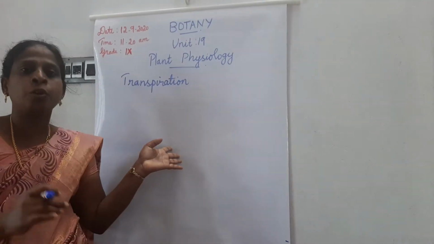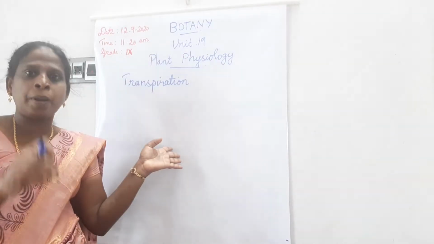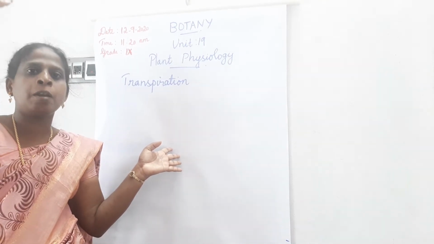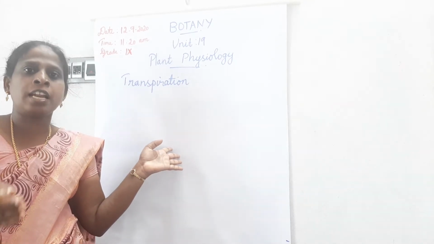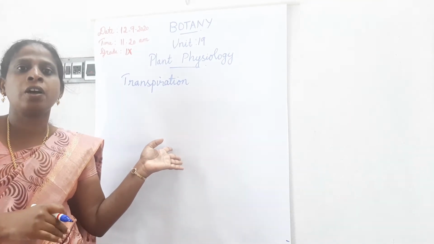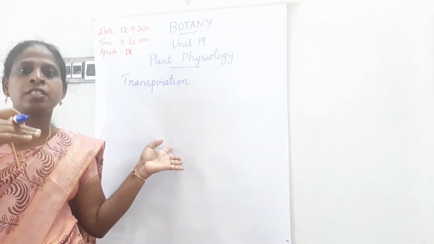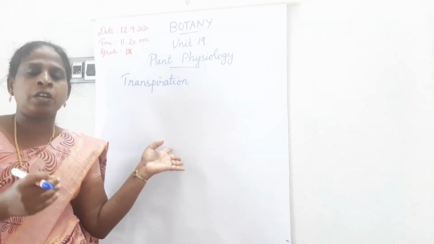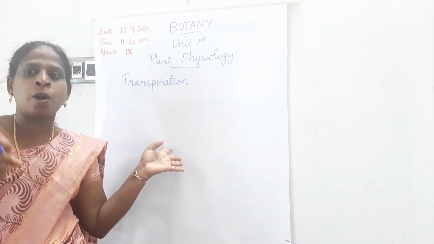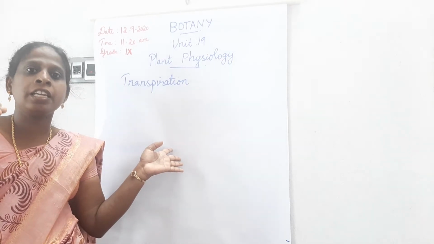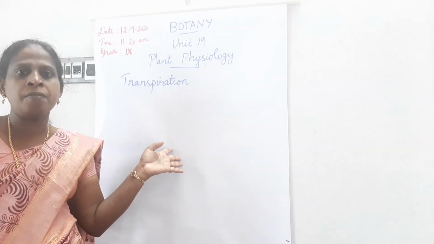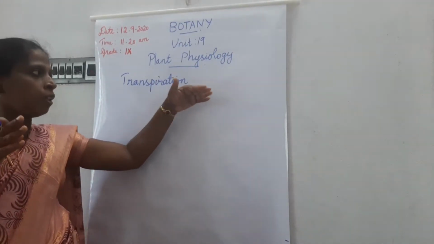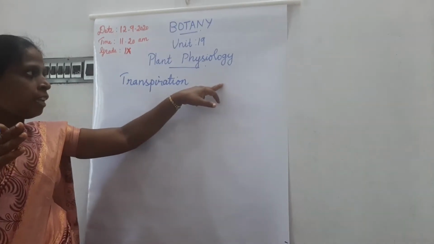So we all know the roots absorb water and it is transferred to the aerial parts of the plant body. In the last chapter you learned about the tissues, the xylem tissues that conduct water from the root to the aerial parts of the plant body. So the root absorbs the water from the soil and it reaches the aerial parts through the xylem vessels.